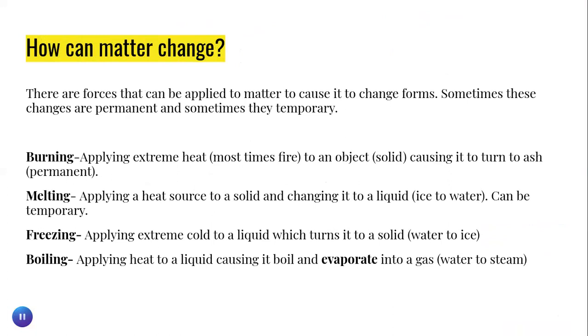The first instance is our permanent change. This is when we burn something. When we are burning something, this is when extreme heat, most times fire, is applied to a solid, causing it to turn to ash. Now, ash is also a solid, so this is a solid to solid change. But once something is burned to ash, you cannot take that ash and change it back to its original form.